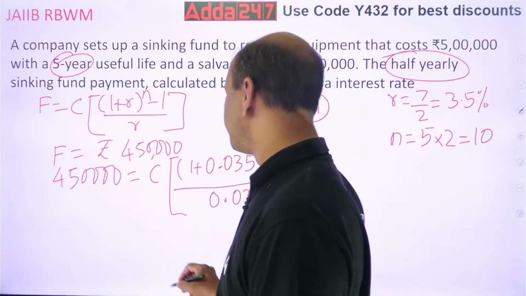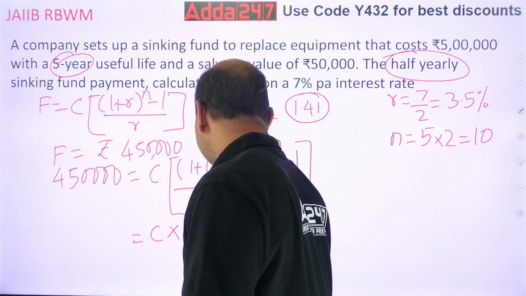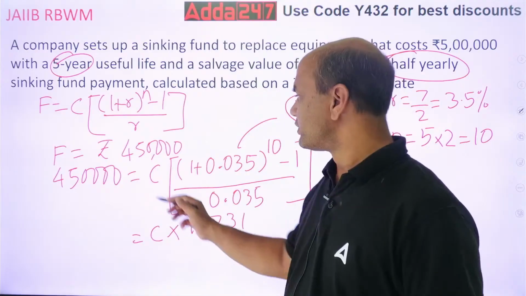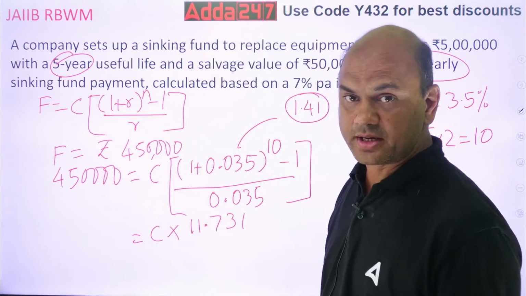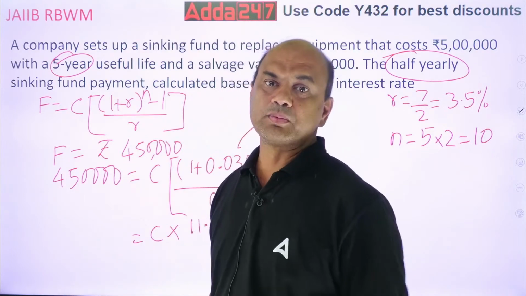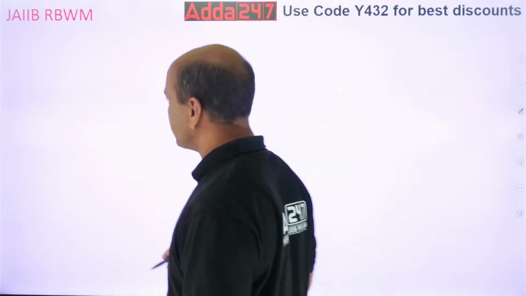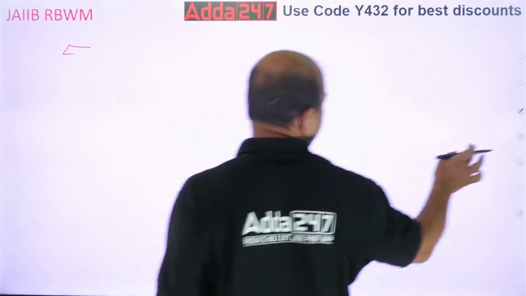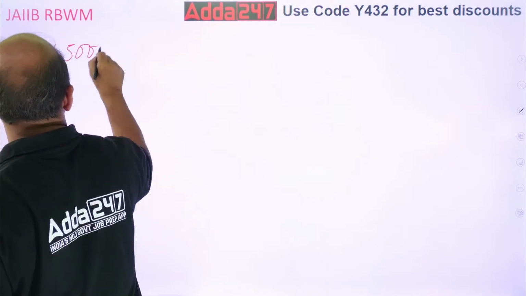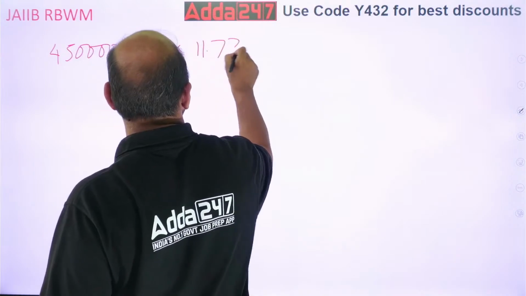Let me check your answers also. So that is equal to C into 11.731. Let's take 3 digits. You can take two digits also, nothing matters. Are you getting this, everyone? Check it. Everyone must get the same answer. There are no ifs and buts, no exceptions to this. So, let's write it again. 4,50,000 equals C into 11.73. So now find out C.